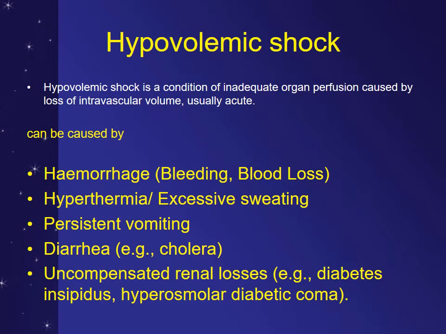So hypovolemic shock is a condition of inadequate organ perfusion caused by loss of intravascular volume, and generally this is an acute event. So hypovolemic shock can be caused by different causes. One common cause is hemorrhage or bleeding or blood loss, which is our topic today. Or it could be due to hyperthermia where the patient has excessive sweating, or could be due to persistent vomiting or severe diarrhea or uncompensated renal losses like in diabetes insipidus or hyposmolar diabetic coma.